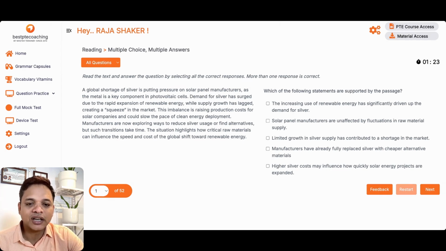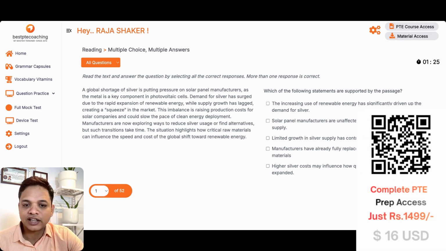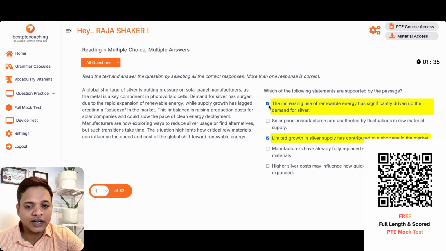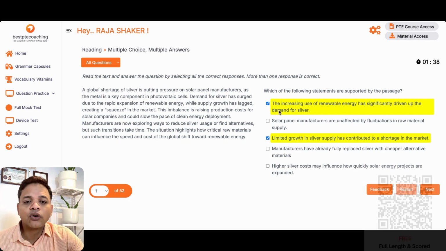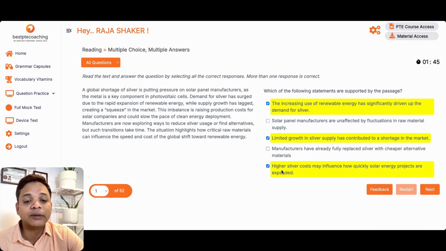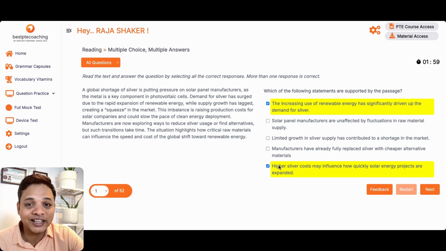Also, it has negative marking. Let's imagine these are the correct answers as per the answer key. If you select both correct answers, the score will be 1 plus 1, 2 marks. But if you select one additional option which is not correct, the score will be plus 1, minus 1, so the effective score will be 1 mark. This is how it works. If you answered 1 correct and 1 wrong, you will not get any score.